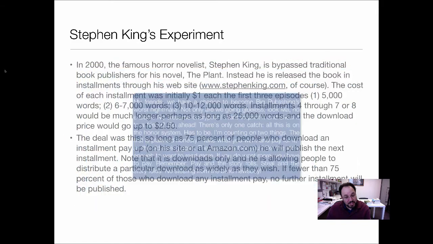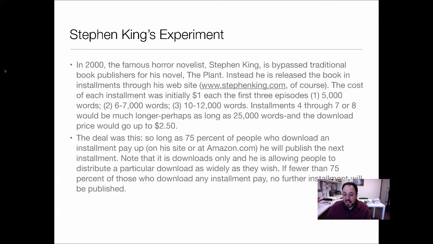Okay, so that was the idea. He was basically trying to cut out publishers, the whole works. He thought that would be really interesting if you could do that.